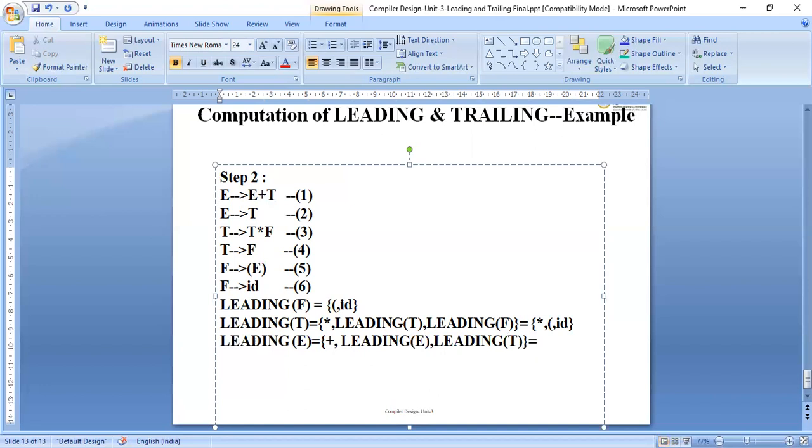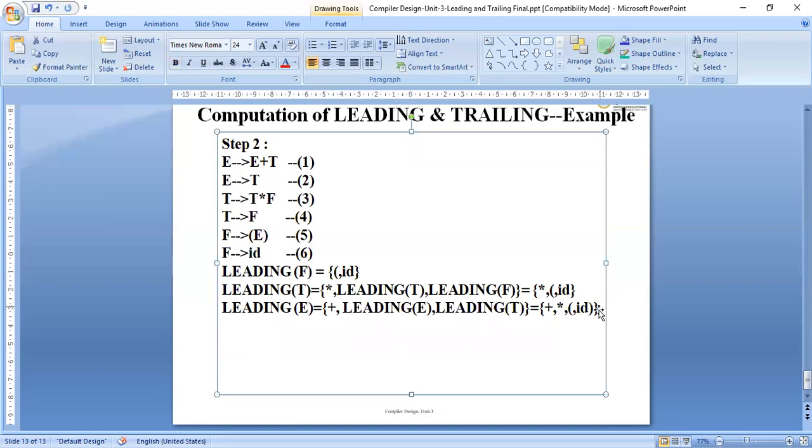Okay, so what will be the answer? Answer is plus as such. So already we have derived plus. Now what is leading of E? Same as such. What is leading of T? Already we have derived star, open bracket, id. Okay, so this is leading of E. Now whether this is over? No, we have to find trailing also. Okay, now we will see trailing of these things.